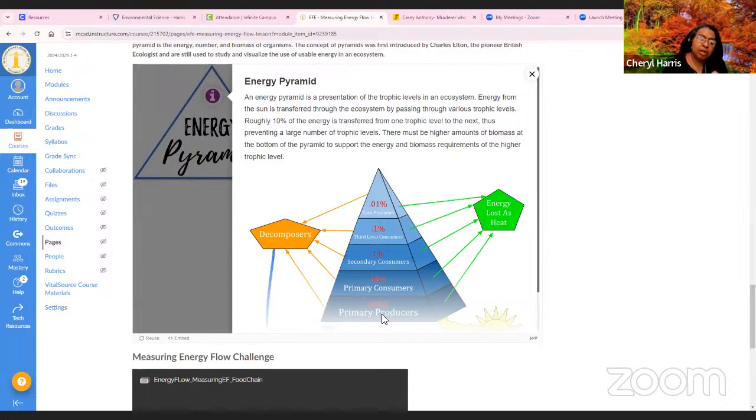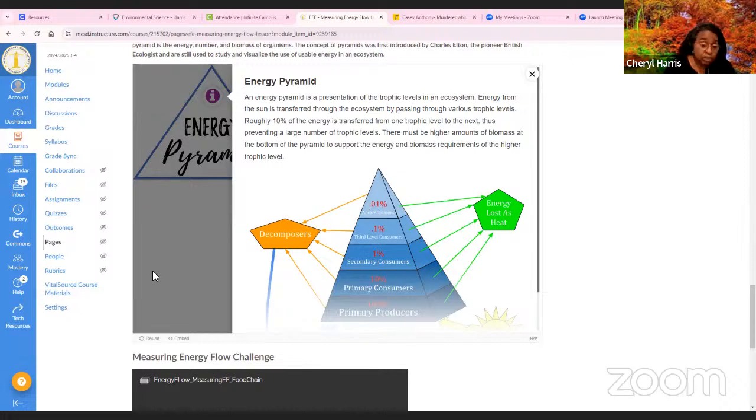So if you notice at the bottom, the producers are 100%. And if you lose 10% of that, and I always say just move the decimal point. So if you're doing it by percentage, just move the decimal point. So notice this, the primary consumers only have 10% to offer. Then you move the decimal point again, and the secondary consumers get 1% of the original 100. And then you move the decimal point again, and the third level consumers are getting 1/10 of 1% of the original. And the apex predators are getting 1/100th of the original energy.